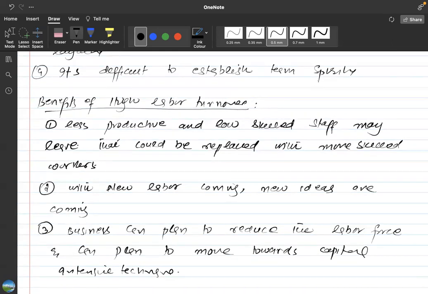So these are the advantages and disadvantages of labor turnover. And this was the topic attached to the workforce planning, so I taught with that.